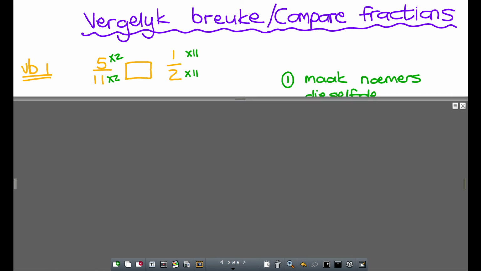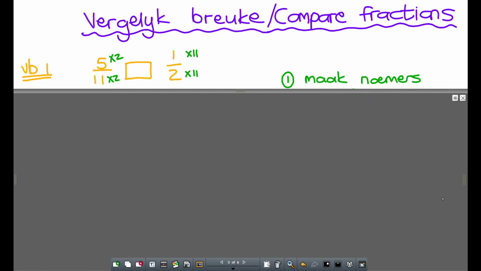Now, if I were to give you this, you would, oh, okay, now you've got to fill in that little block in the middle. You've got to fill in greater than, less than, or equal. Okay? You've done this in primary school.